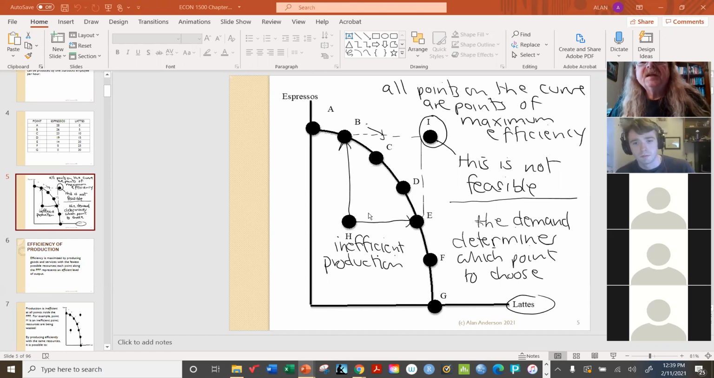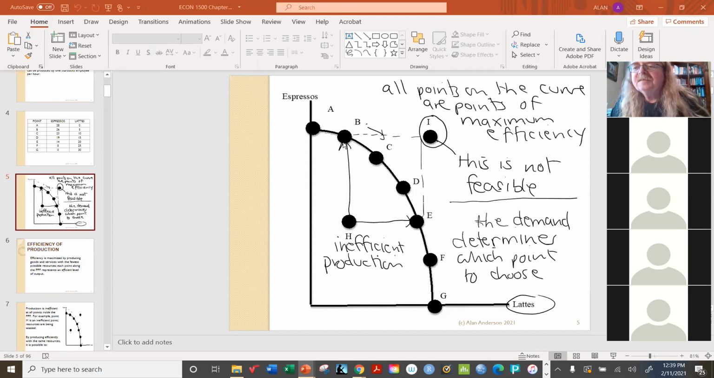So anyway, as opposed to these points, in order to go from B to C, for example, in order to get more lattes, I have to give up some espressos. Because I'm maximizing my efficiency, it's not possible to have more lattes without sacrificing some espressos. It's kind of like time. Is it possible for you to spend more time watching movies without giving up something else? No, because you only have 24 hours. If you want to have more time with one activity, it has to come at the expense of another activity. That's just the way it works.